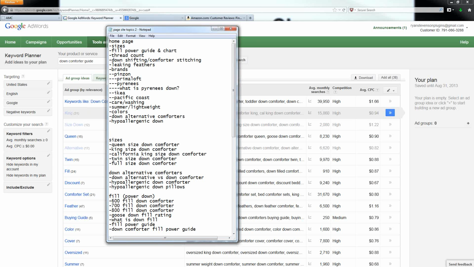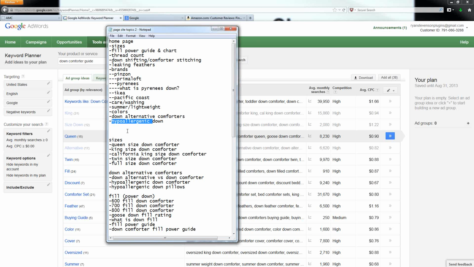Now, the other topic is hypoallergenic down. Come to find out that hypoallergenic and down alternative can sometimes actually be the same thing. However, this particular topic is essentially targeting the same type of product, but from a different perspective, potentially. This is specifically from a hypoallergenic standpoint.